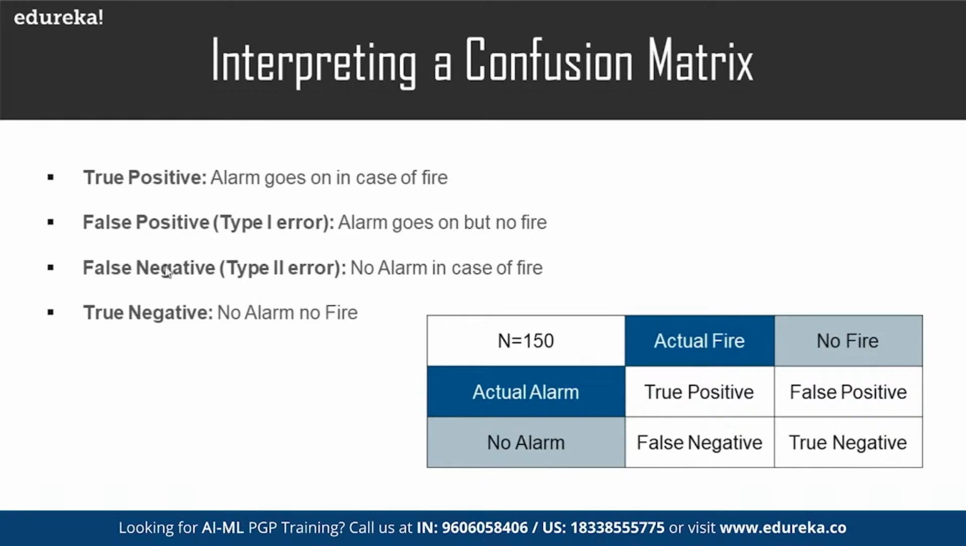So true positive and true negative, of course. This is how we get to make it in a confusion matrix. So n is nothing but the number of samples here. So how many data samples we have here.